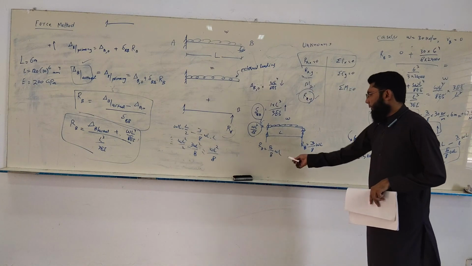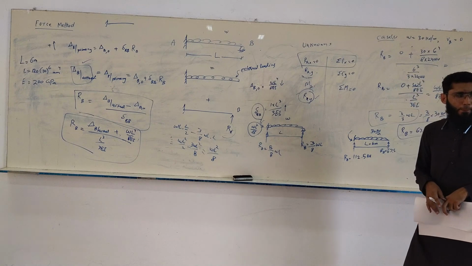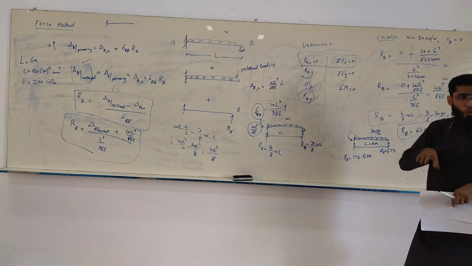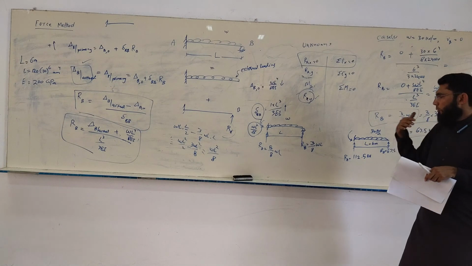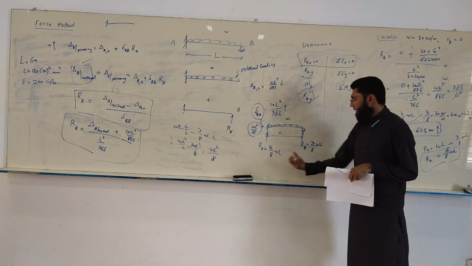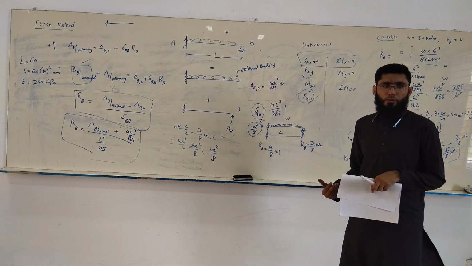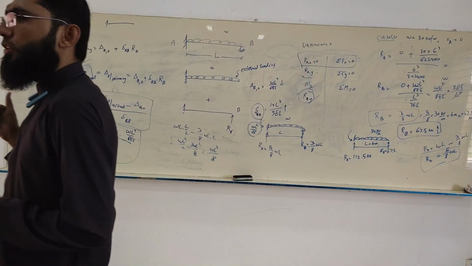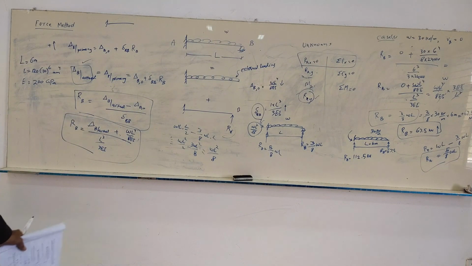So what do you think, which one is bigger? RA is bigger, and you can know how many times this RA is bigger, or how does it compare with RB? Okay? So whenever you see a beam like this, you should be able to guess that the reaction at A is going to be larger.